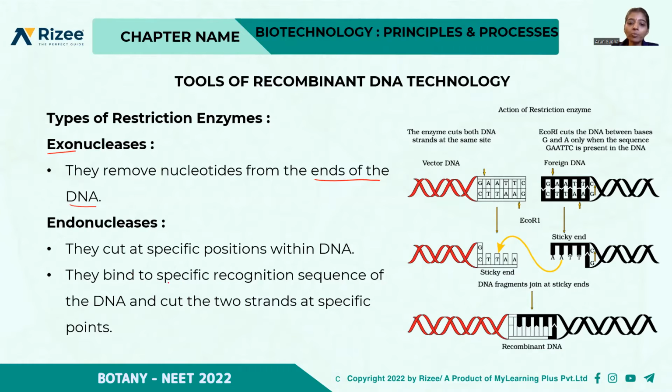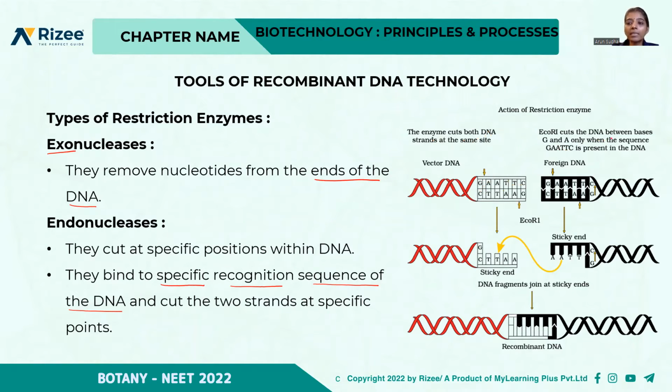They bind to a specific recognition sequence of the DNA and cut the two strands at specific points, right? So for example, this is the action of the restriction enzyme EcoR1. This is the recognition sequence, GAATTC, and this is the cut site between G and A. So the enzyme cuts both DNA strands at the same site, that is, between G and A.